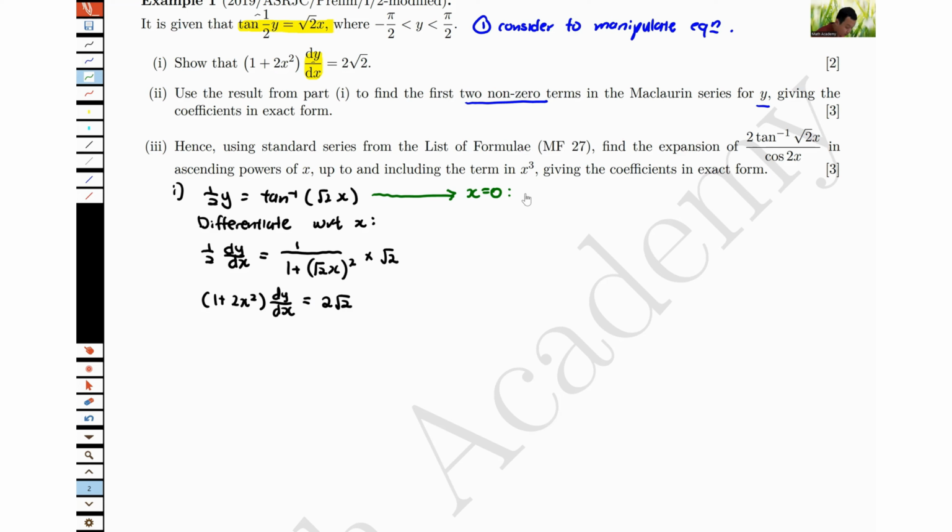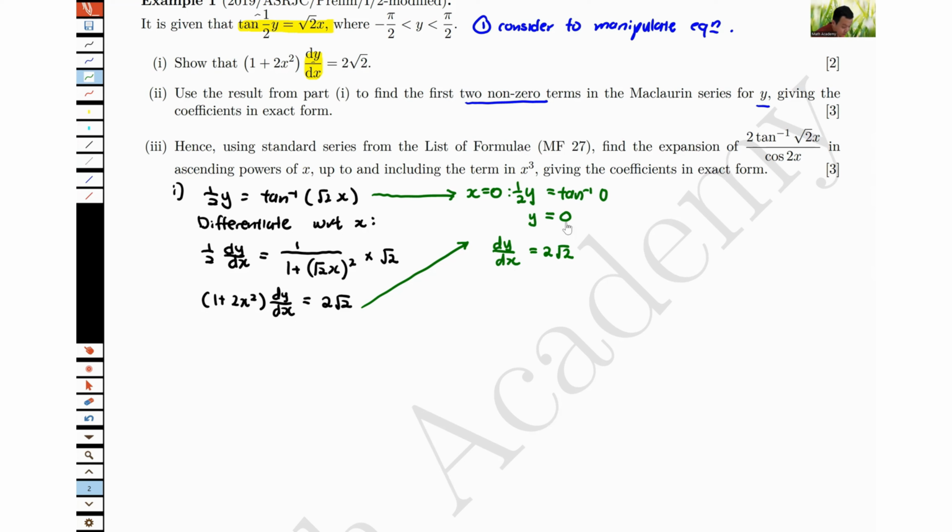So what's the first value? If I substitute x to be 0, I get half y is tangent inverse 0. In Maclaurin series, you always put x as 0. So my y value will be 0. I need the next one. We go to the dy/dx equation. Again, you put x as 0, we check the dy/dx. This dy/dx happens to be just 2 root 2.